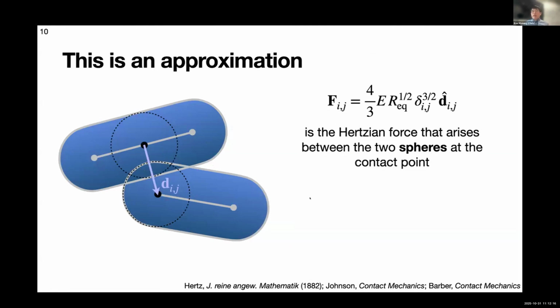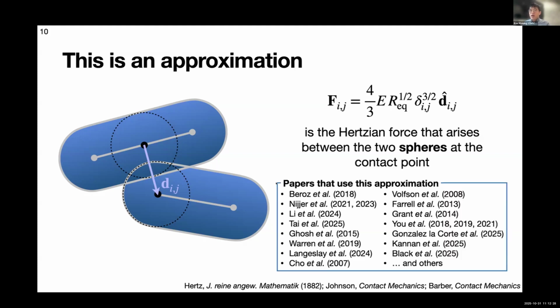But one key thing to keep in mind, and a theme that will recur throughout this talk, is that this is an approximation, because what this formula really gives is the Hertzian force between two spheres at the contact point. But to be fair, this is an approximation that is very widely used in the literature, and it clearly has not gotten in the way of recapitulating key experimental findings throughout the years. So this is a very widespread assumption.